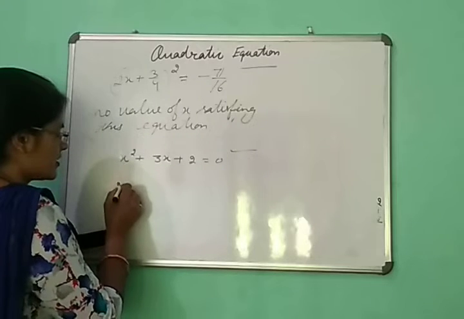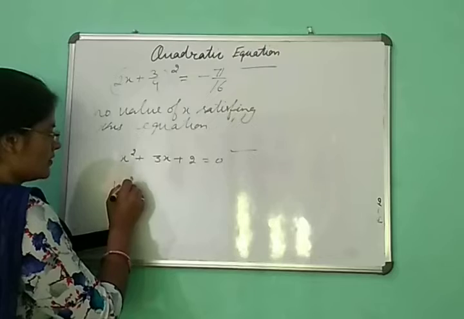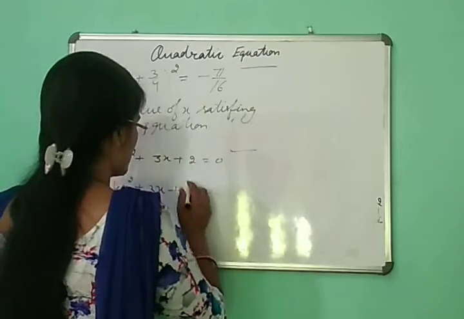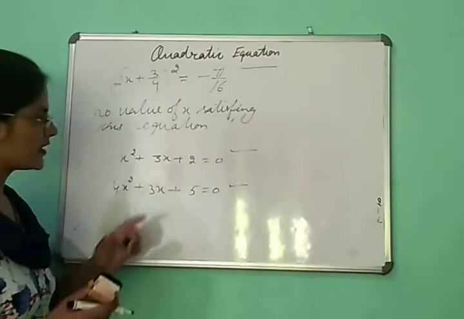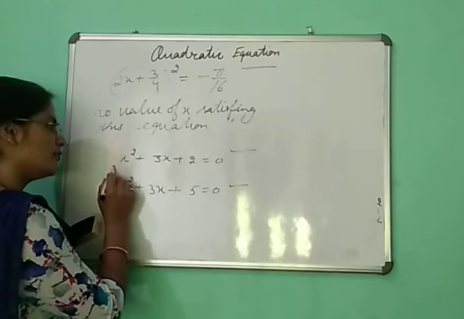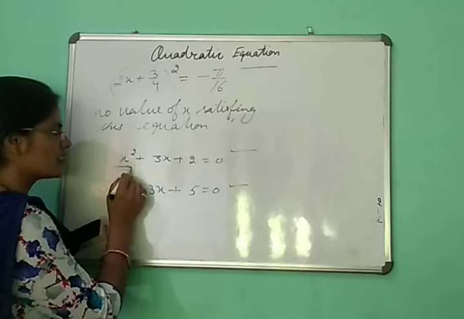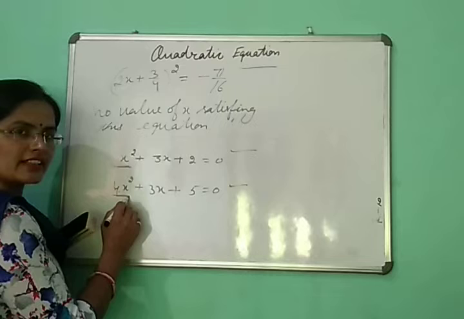And our second example, 4x square plus 3x plus 5 is equal to 0. We have taken these two examples. In these two examples, we have seen that we have to make the first term a complete square. Here this term is already whole. We can write x whole square, and here also we can take this as 2x whole square.